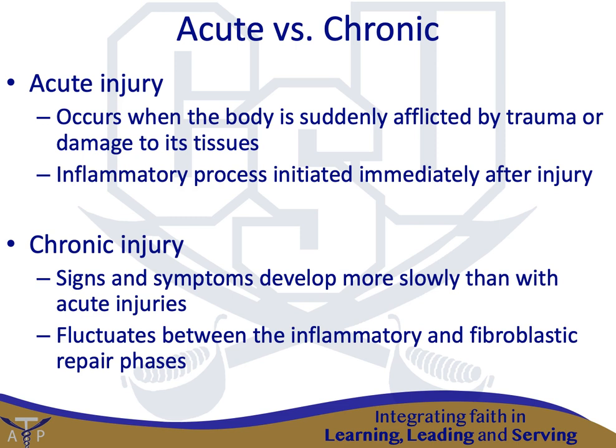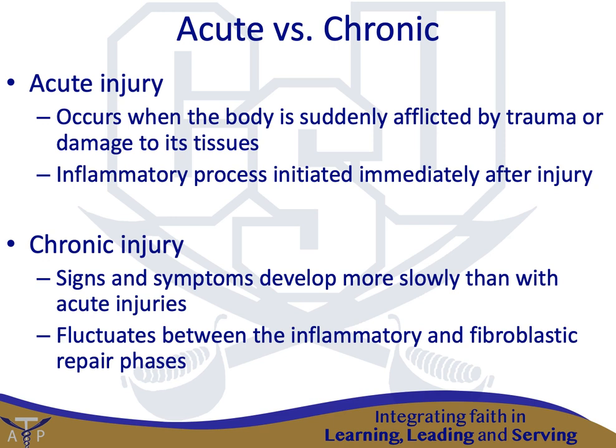This is compared to a chronic injury where athletes often cannot identify a specific sudden mechanism of injury. When you ask them, hey, what happened there, they don't know what has happened because it's happened over a long period of time. These signs and symptoms that are associated with chronic injury develop more slowly than with acute injuries, and they are very long in nature.